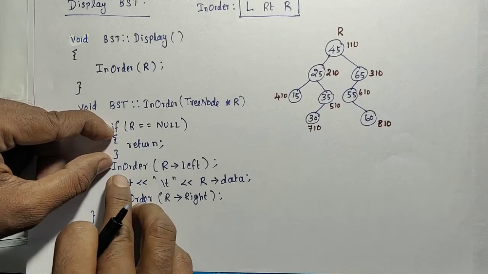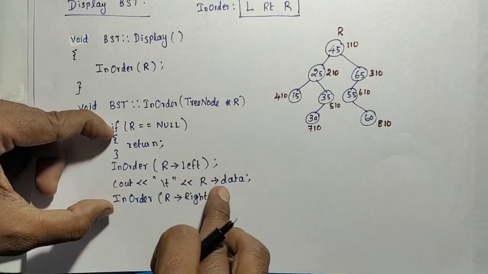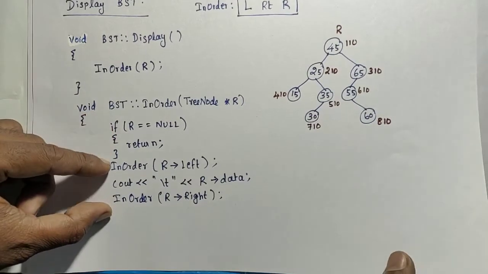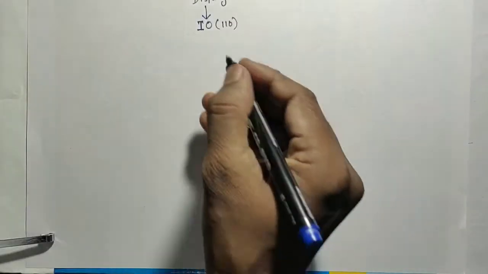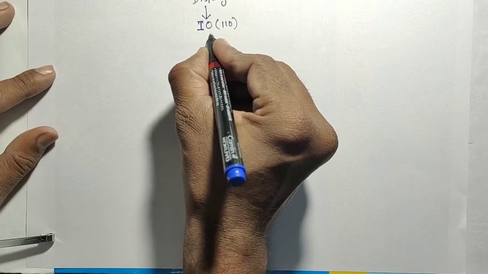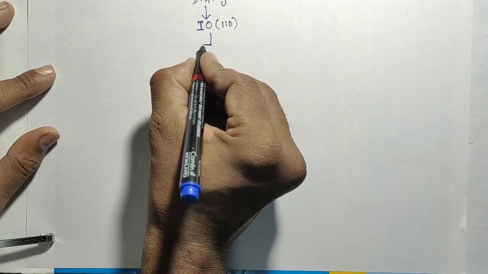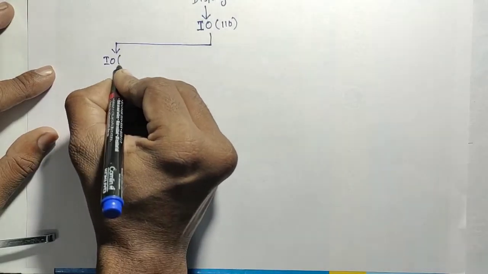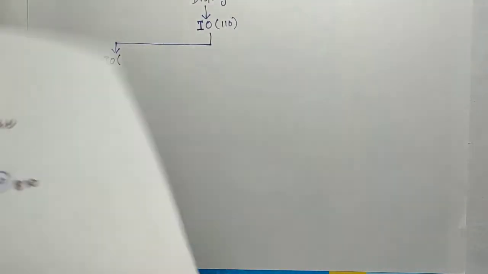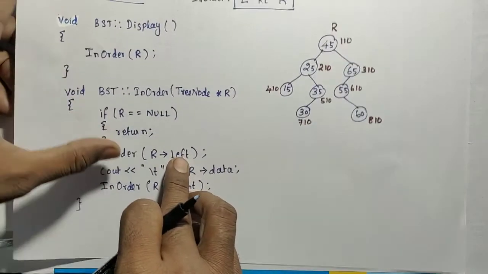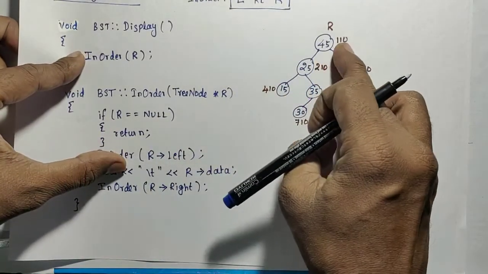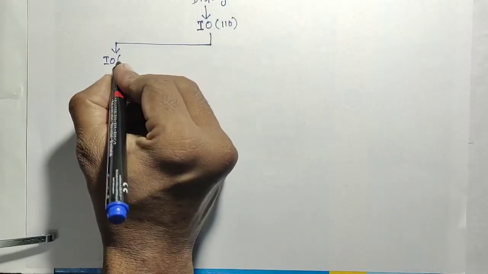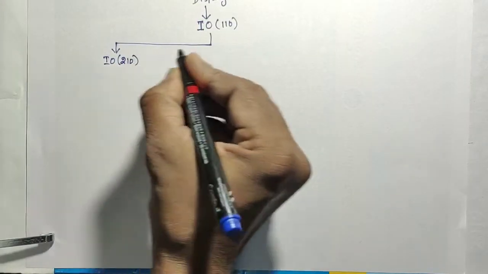Now there are three statements for this call: in order of left, then print, then in order of right. How can we write these three statements? The first call is in order of root of left. Current R is 110, and 110 of left is 210, so we need to call IO of 210.